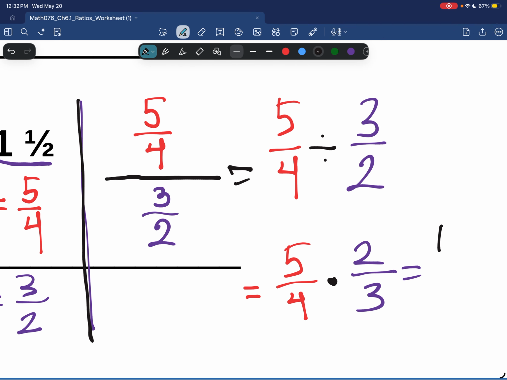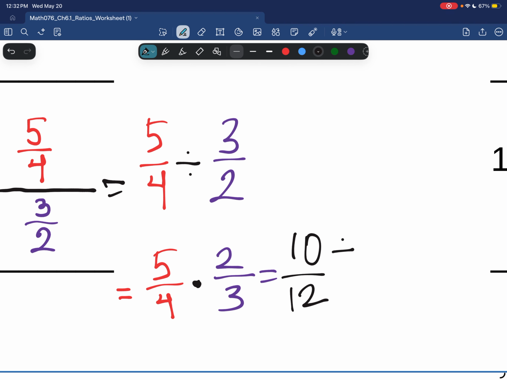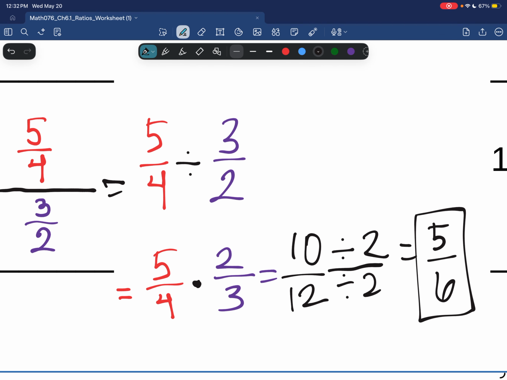5 times 2 is 10 over 4 times 3, 12. And then I'm going to reduce. They're both even, so I'm going to divide both by 2, divide both by 2, and I get 5/6. Easy peasy, okay?